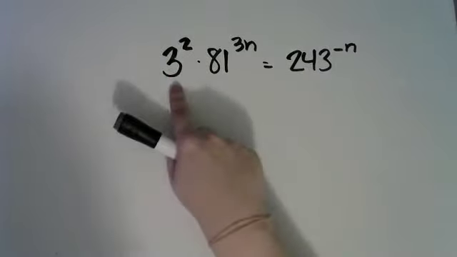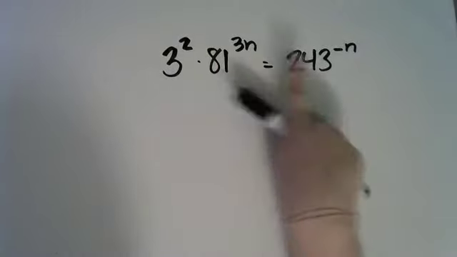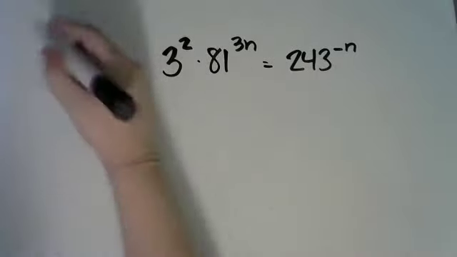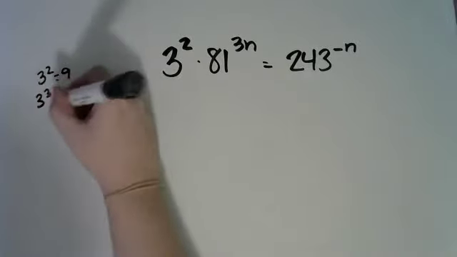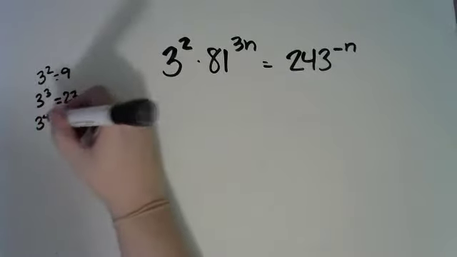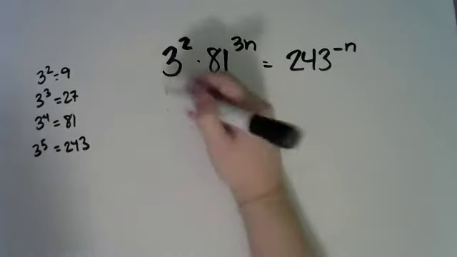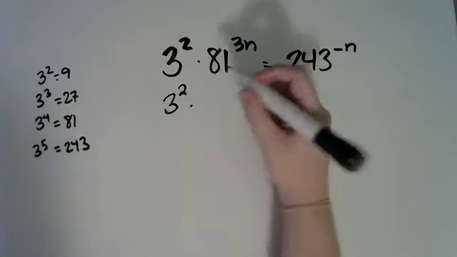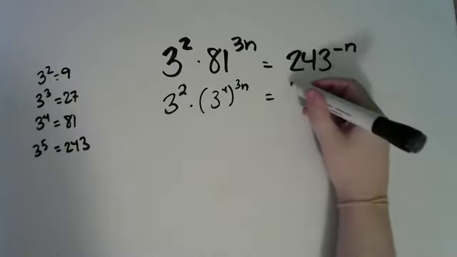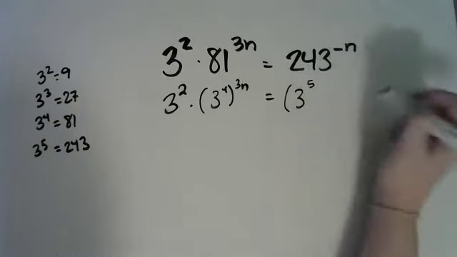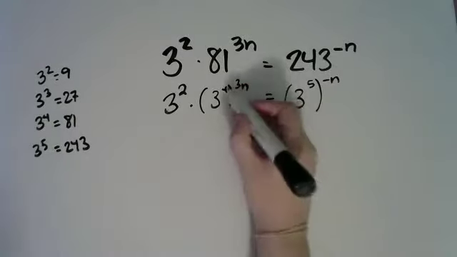Now I see a 3, that's its own base, which means I need to be able to make 81 a base 3 number and 243 a base 3 number. So off to the side, 3 squared is 9, 3 cubed is 27, 3 to the 4th is 81, and 3 to the 5th is 243. We're going to leave our 3 squared, times 81 is 3 to the 4th, equals 243 is 3 to the 5th, and then don't forget that negative n on the side. These are the power rule.